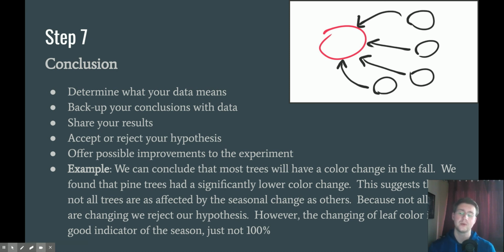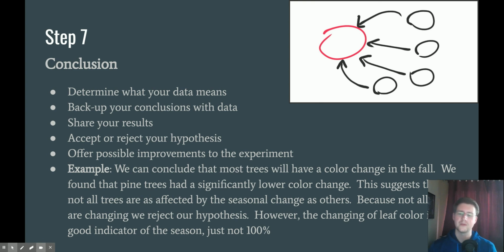We will talk about if you accept or reject your hypothesis. Was your hypothesis right or wrong, and why? Okay, remember, it doesn't matter if it's right or wrong. Sometimes it's really exciting when you have an incorrect hypothesis. And if it is right, why is it right? Back it up with information you found in the lab.